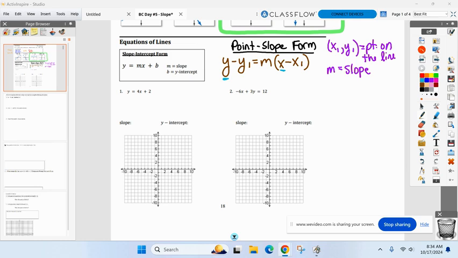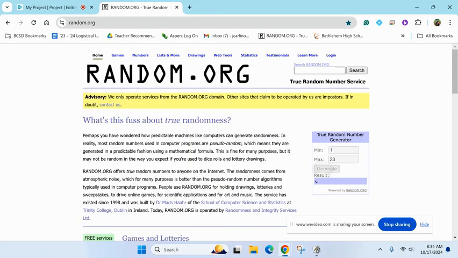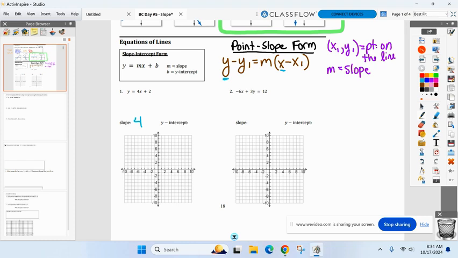Here we go. Hayden, what's the slope up there? What's in place of m, the slope? 4, yep. So I got a 4 there. There's the slope. And how about the y-intercept? What's in place of the b up there? 2. All right, everyone's good. Slope of 4, y-intercept of 2.